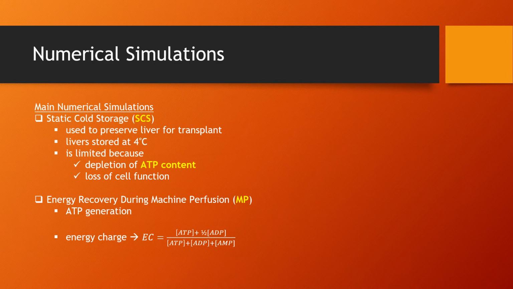The numerical simulations important to liver ischemia and machine perfusion are static cold storage and energy recovery during machine perfusion. In static cold storage, livers are stored at 4 degrees C, and as a consequence, the ATP content of the liver depletes over time. The goal of energy recovery during machine perfusion is to increase ATP generation, which in turn will increase ATP content and energy charge. ATP content is important because it's been correlated to liver viability for liver transplantation.